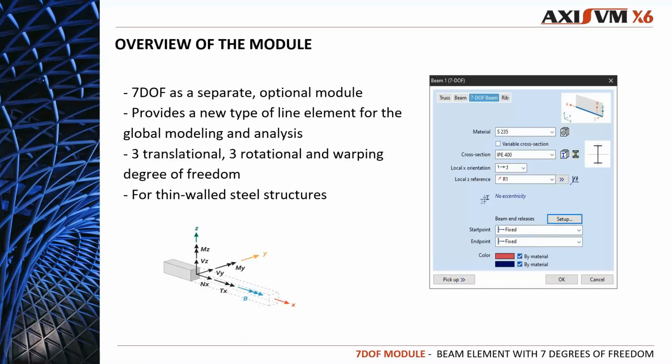What the 7 degrees of freedom module will be good for: we especially advise this module for modeling of thin-walled members, generally speaking steel members, where the warping of the cross-section is of high importance in the behavior.